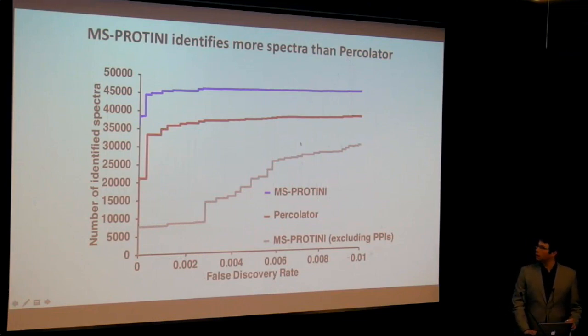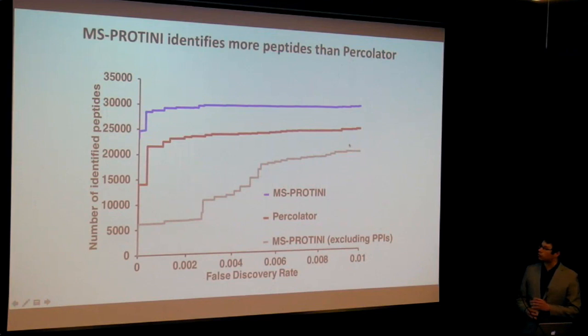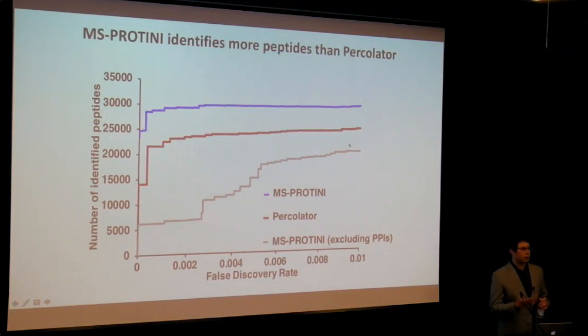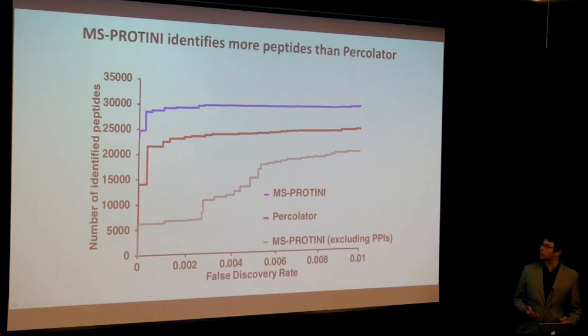And so we can see that across all of these false discovery rates, we were outperforming Percolator, identifying more spectra. But even more interestingly, and that was the point we were trying to make, there is a lot of information in the protein interaction, because if we remove protein interaction as a feature, we see a huge loss of performance between our two tools. Now, in terms of the number of unique peptide sequences that we were identifying, we still see an increase over Percolator, and again, protein interaction was playing a role in the performance of the tool.